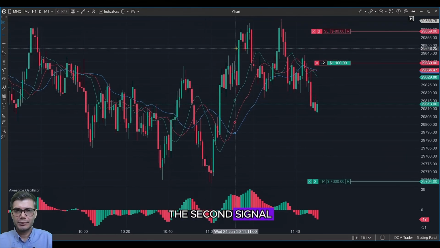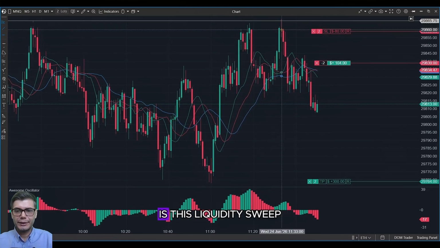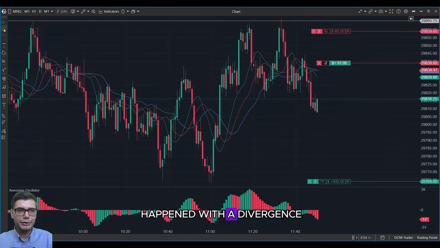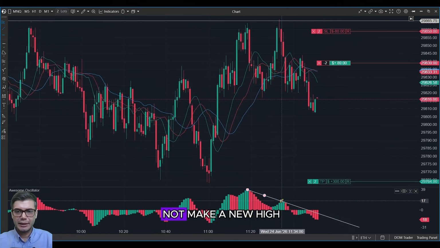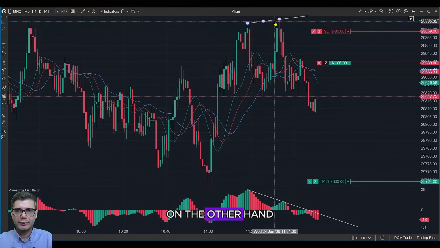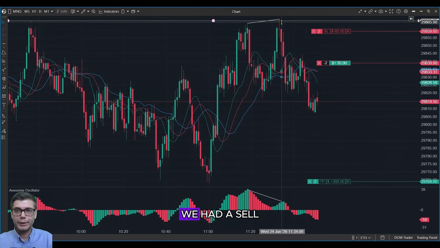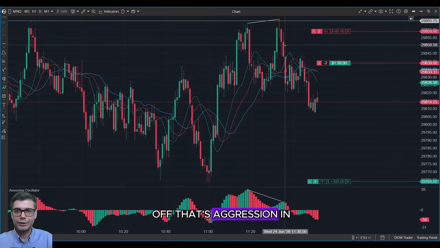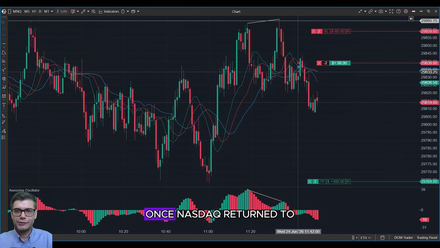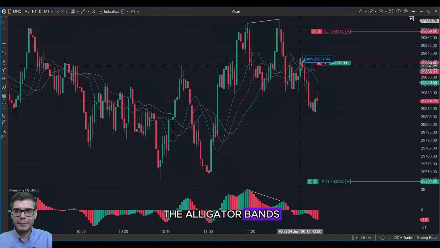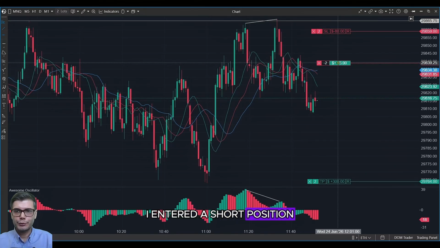The second signal, which is very important, is this liquidity sweep happened with a divergence on the chart. The Awesome Oscillator did not make a new high. On the other hand, the price did. We had a sell-off. That's aggression in the market. We don't chase the price. Once Nasdaq returned to the alligator bands, I entered a short position.